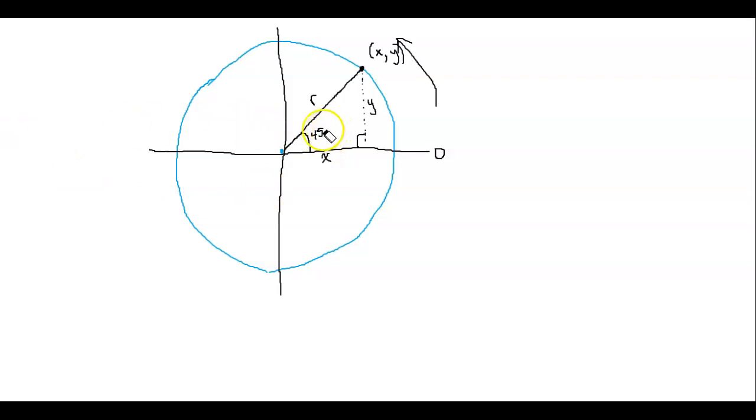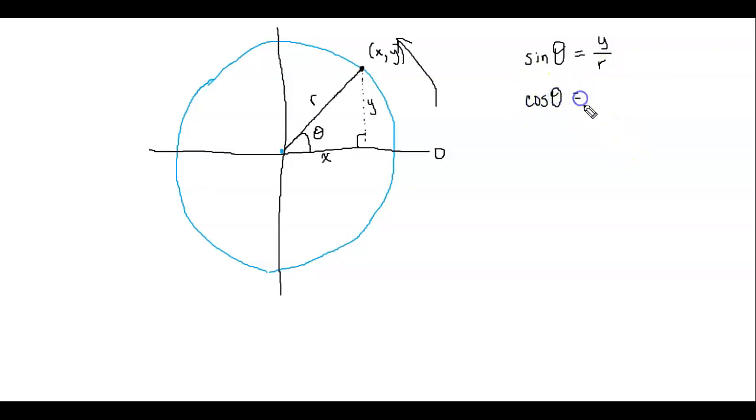And that angle doesn't have to be 45. It can be any of these angles in here, between 0 and 90 degrees. So when we're looking at these points for these angles on the circle, what we find out is that the sine of the angle is always equal to the opposite side. So in this case, that would be y over the hypotenuse, which is the radius of the circle.